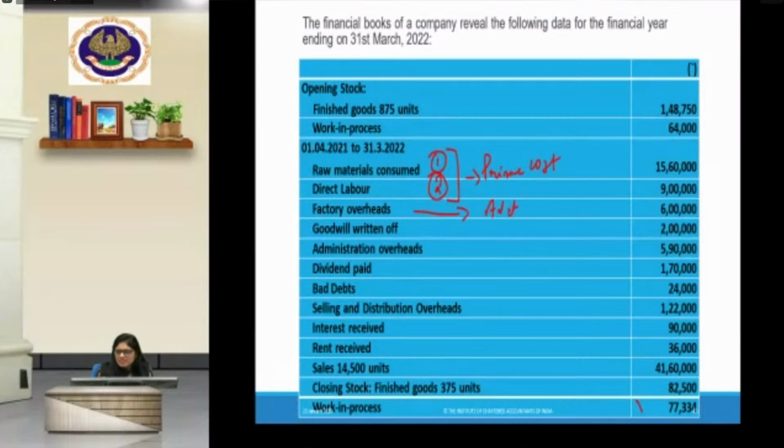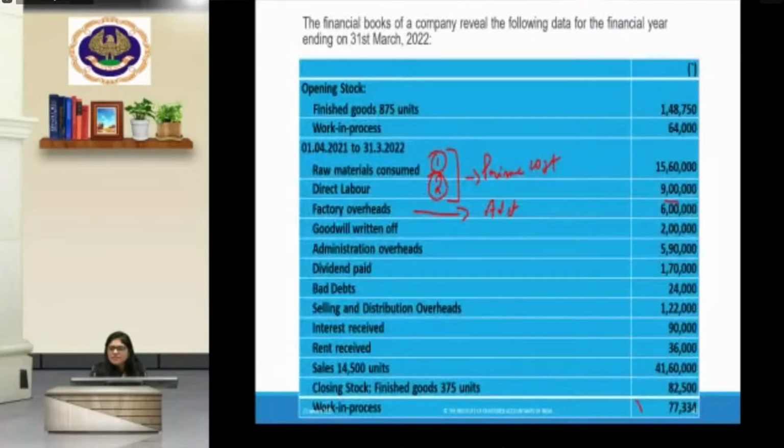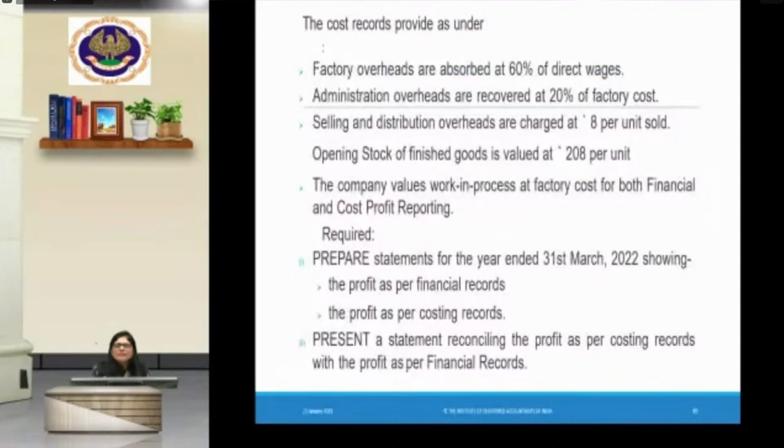Now, factory overheads are given as per the information. In cost accounting, we absorb the factory overheads. In financial accounting, we have used this overhead, 6 lakh, which is incurred. But in cost accounting, we absorb the overhead; we don't post actual overheads. In financial accounting, in the profit or loss account, we include factory overheads incurred. But in cost accounting, we include absorbed overheads, not incurred ones. So 6 lakh will not be included, but the absorbed ones.